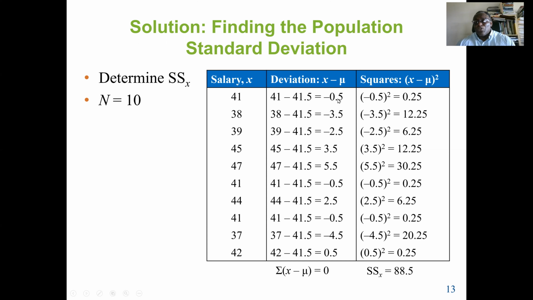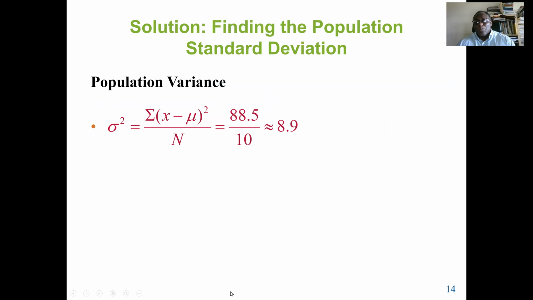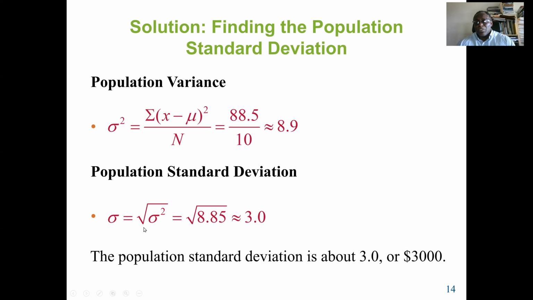So negative 0.5 becomes 0.25. Negative 3.5 squared becomes 12.25. So we square everything. When we finish squaring, we sum all. This will be a sum of squares of 88.5. Then we divide 88.5 by 10, which is the number of values we have. Divide by 10, the population size. That will give us the variance, 8.9. Then we find the square root of the variance, and that will give us the standard deviation.